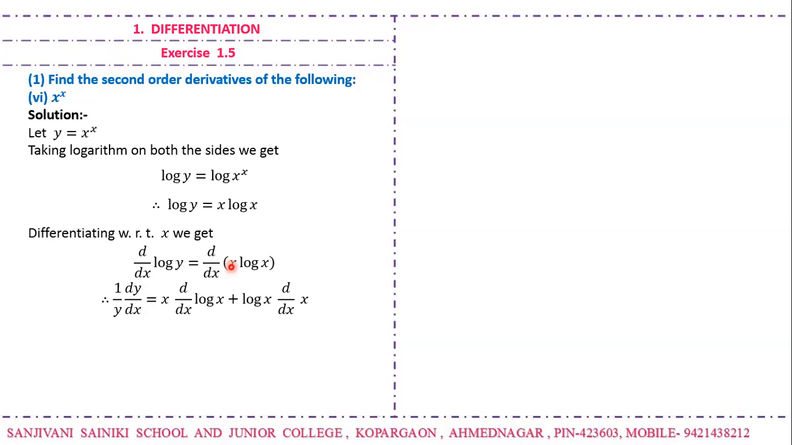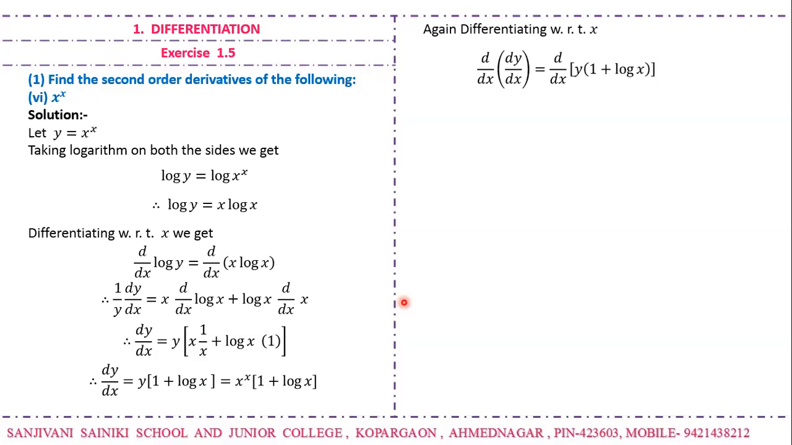Now here, first function as it is, derivative of the second function, plus second function as it is, derivative of the first function. So dy by dx is equal to this. So find the derivative. You will get the answer x raised to x in bracket 1 plus log of x.